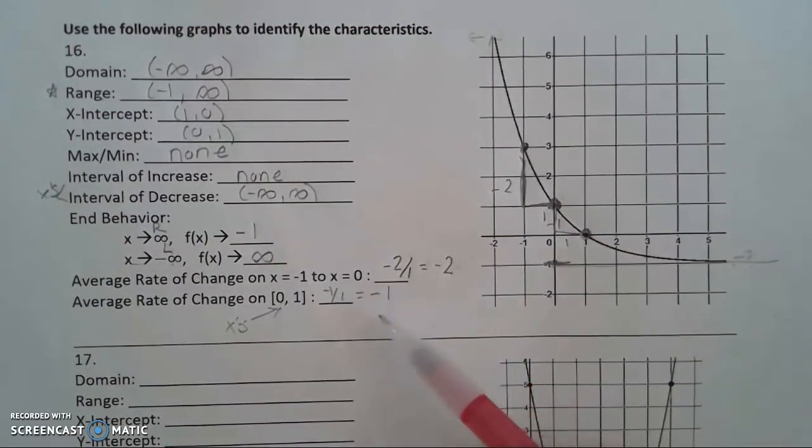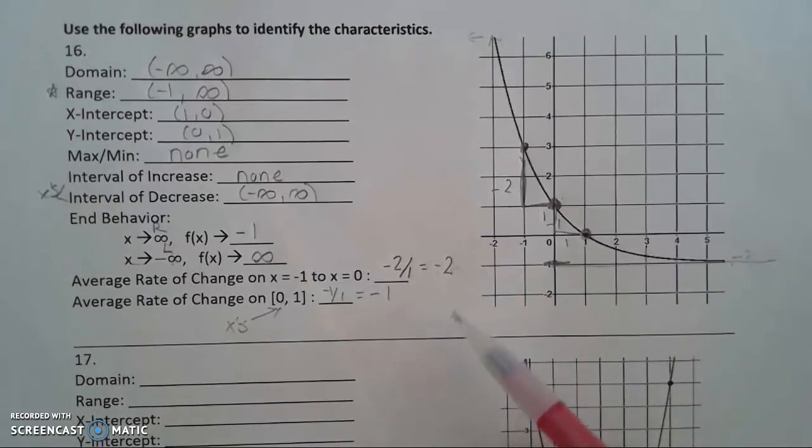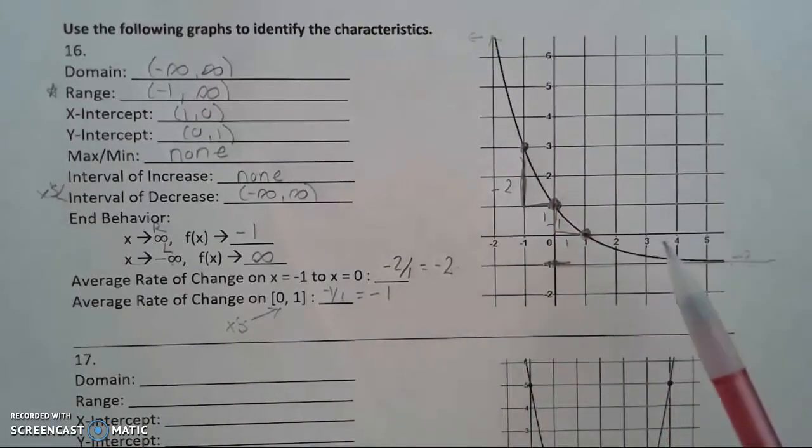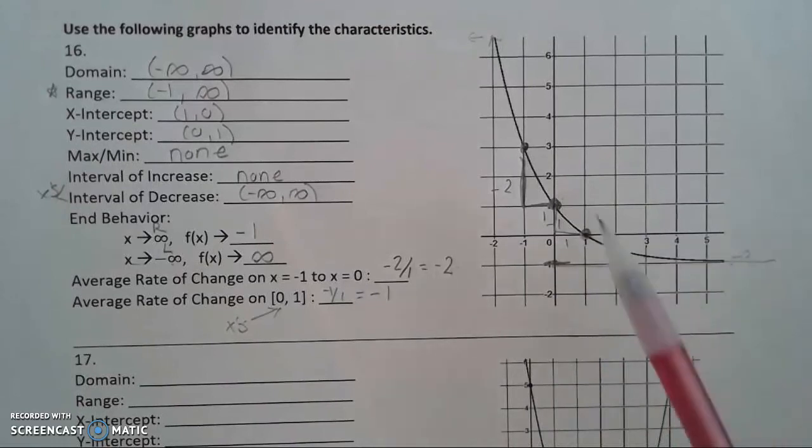Notice those are not the same. They're not the same because it wasn't a straight line. It's not constant. That slope is changing all the time.